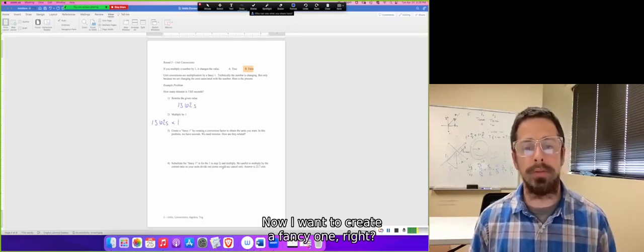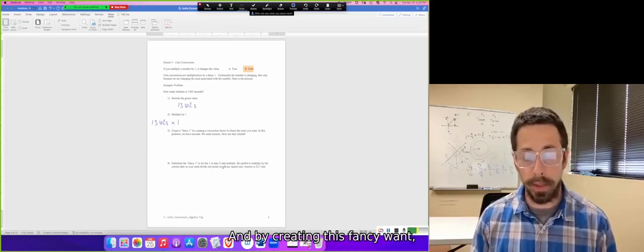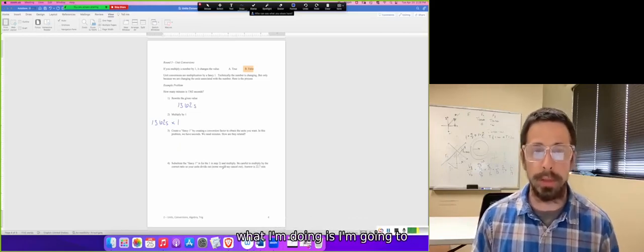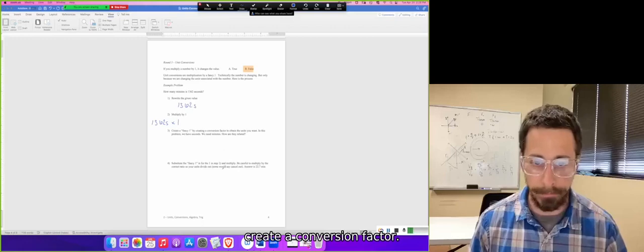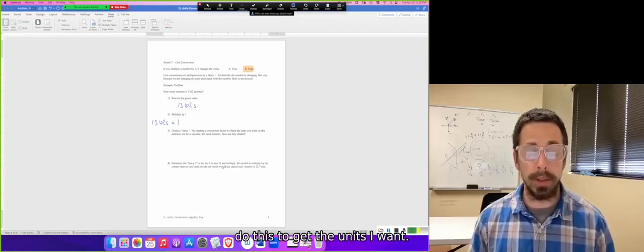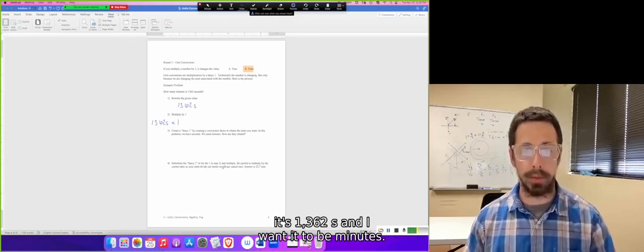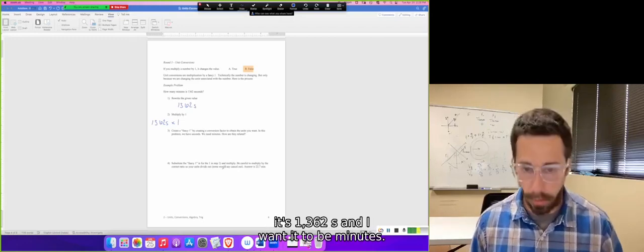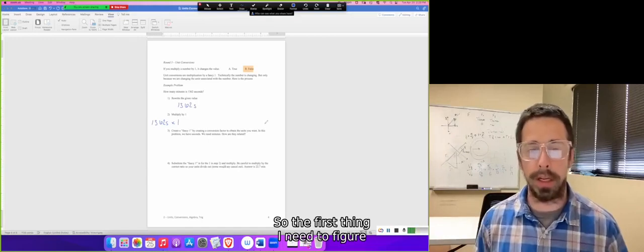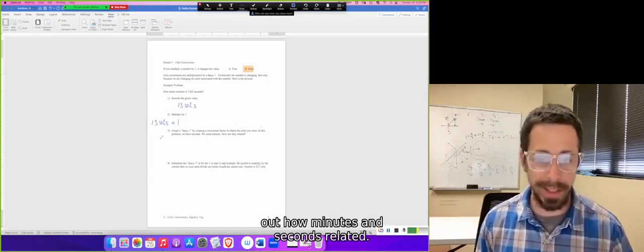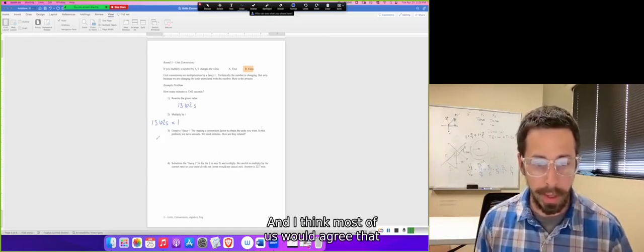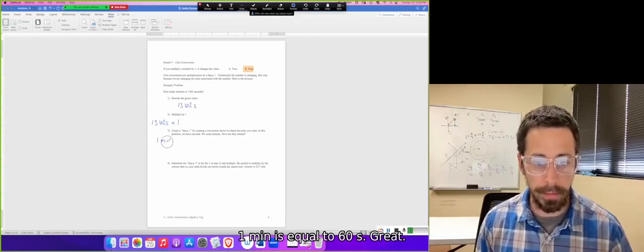Now I want to create a fancy one, right? And by creating this fancy one, what I'm doing is I'm going to create a conversion factor. And I want to do this to get the units I want. So in this problem, we have seconds. It's 1,362 seconds, and I want it to be minutes. So the first thing I need to figure out is how minutes and seconds are related. And I think most of us would agree that 1 minute is equal to 60 seconds.